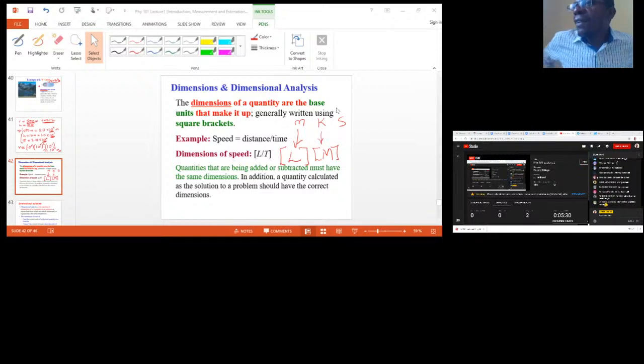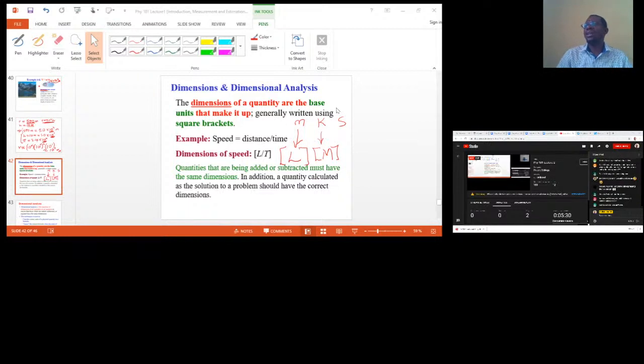Okay, so now the final thing that we discussed in the last lecture was about dimensions and the dimensional analysis. Now, in order for us to understand the dimensions, maybe let us start from units. What are units? We had mentioned that, for instance, in the SI system of units, length is measured in meters.